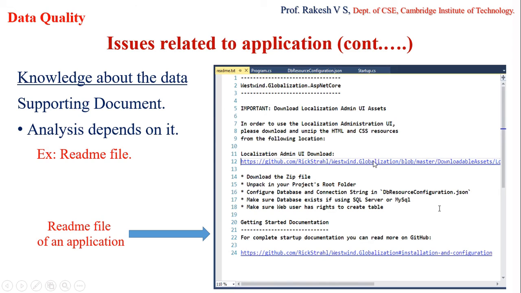So students, this is about the data quality issues that we had. Thank you.